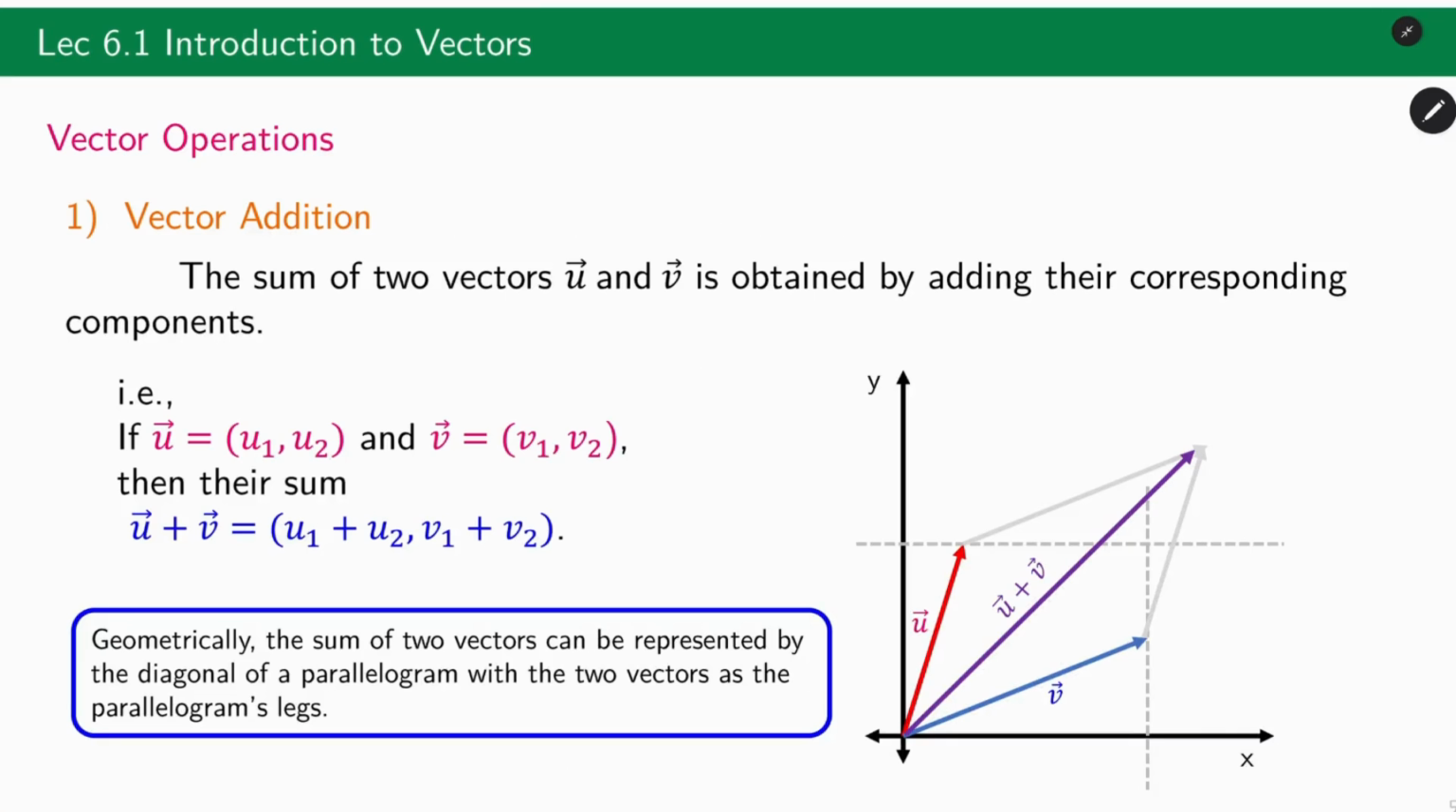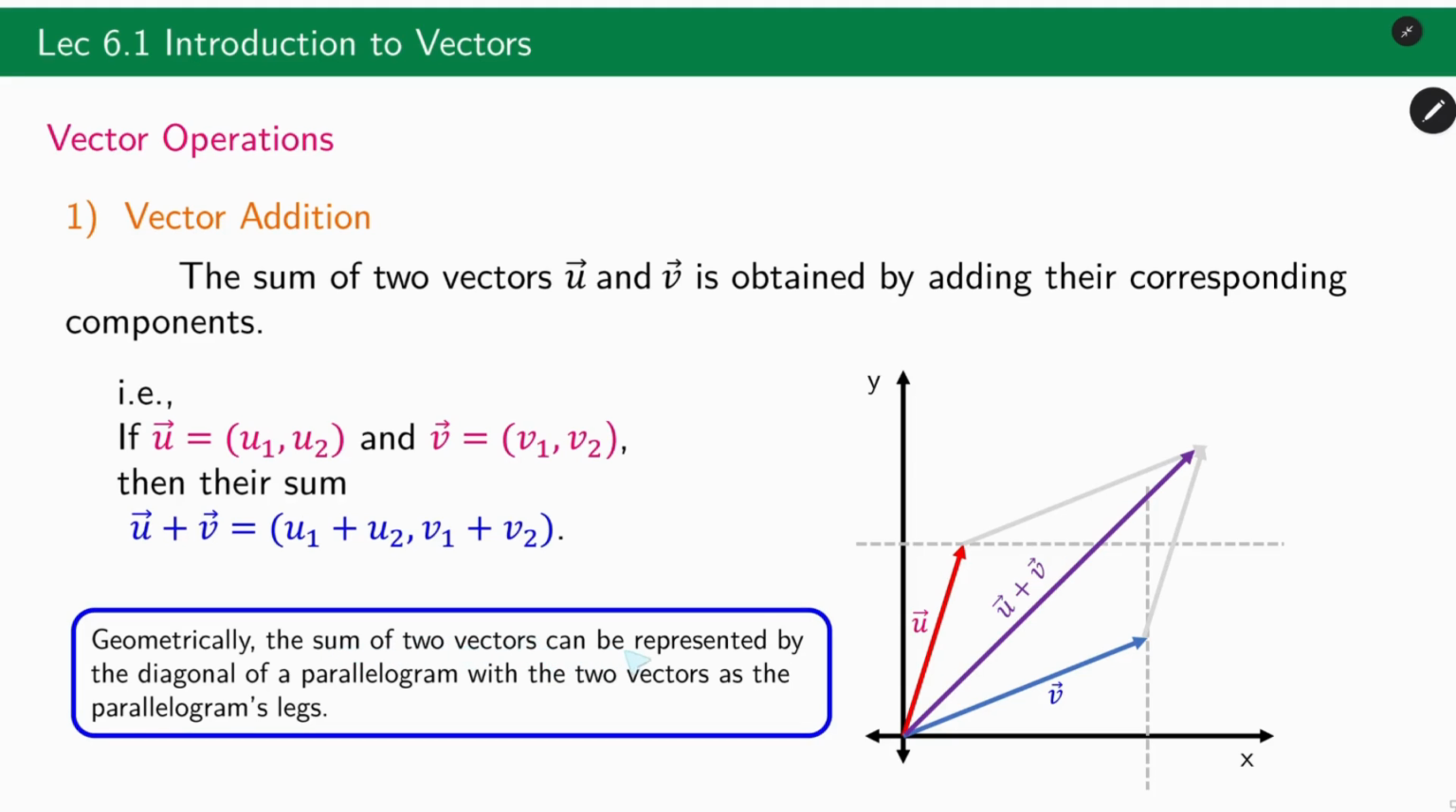Next, let's have the vector addition. This is one of the primary vector operations that we'll discuss in this chapter. The sum of two vectors u and v is obtained by adding their corresponding components. That is, if vector u has components u1 and u2, and v has components v1 and v2, then their sum u plus v is equal to (u1 plus v1, u2 plus v2). We're just going to add their corresponding components.